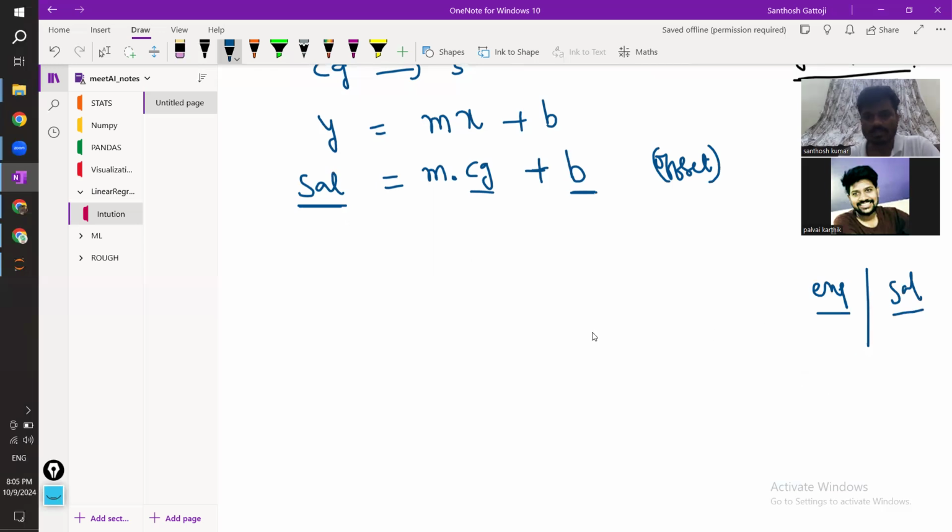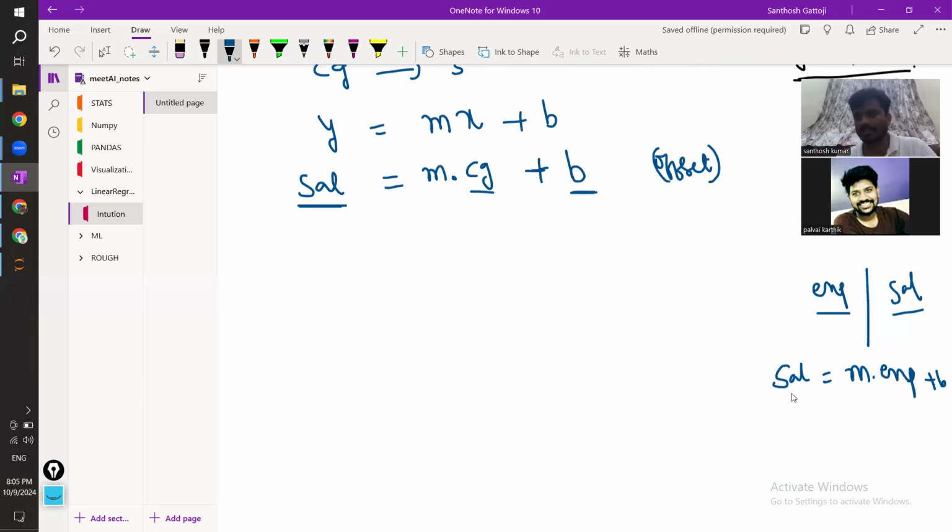Now, if you put this same thing over here, what will be your equation? Salary equals M times past experience, M times experience plus B. Agree? Yes. Now, whatever experience you put, you multiply and you get the salary.